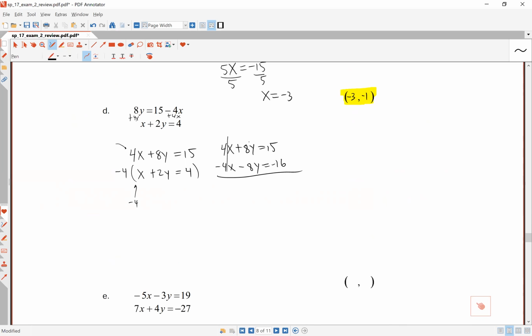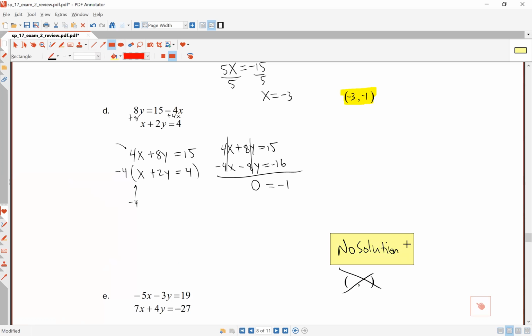I add these two equations together. That cancels all of the variables off, and it leaves me with some kind of statement that appears to be false. That's indicative of something that has no solution. When you get a false statement without any of the variables, it's a no solution.